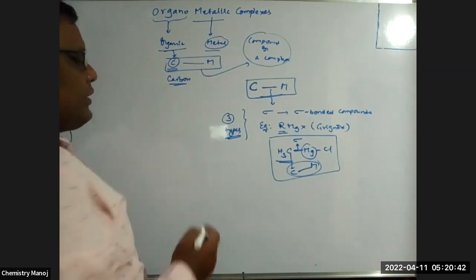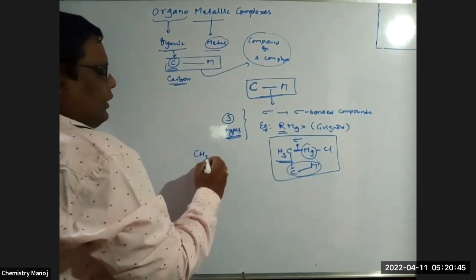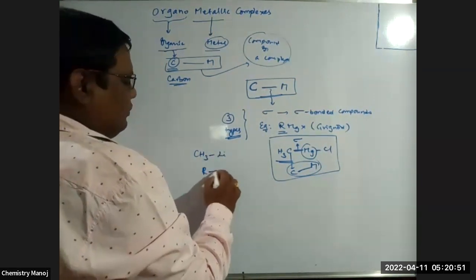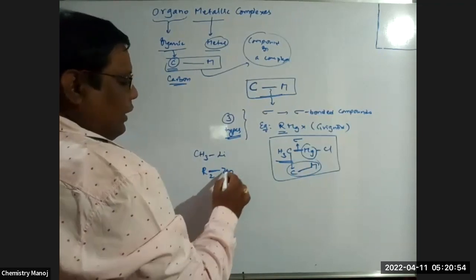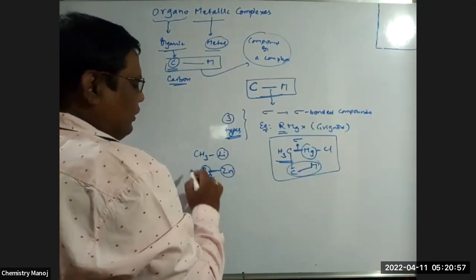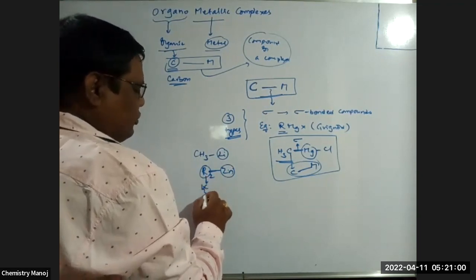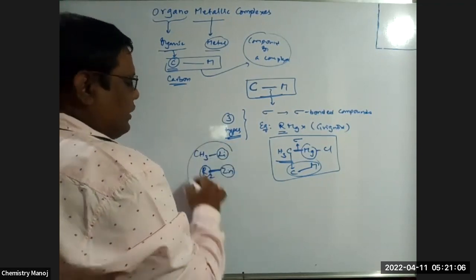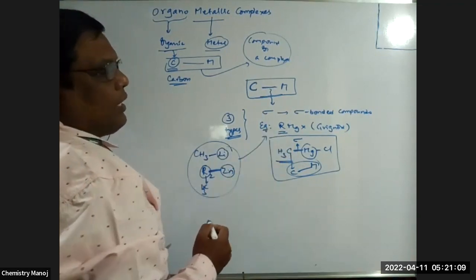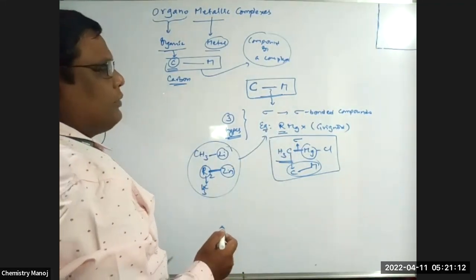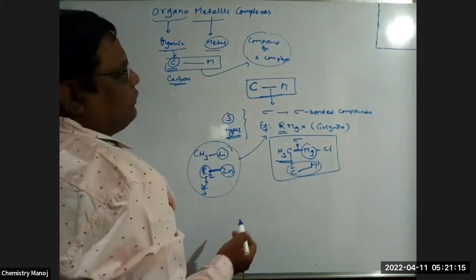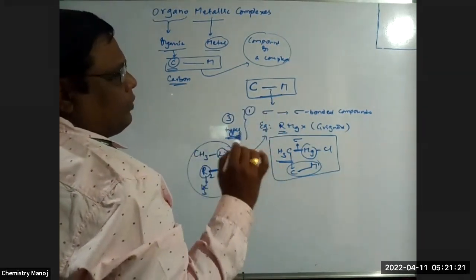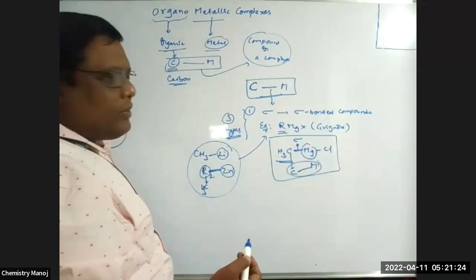Next, alkyl lithium, that is CH3Li. Alkyl zinc. Zinc is a metal, lithium is a metal. The alkyl group, that is the CH3 group, should be there. So between metal and carbon, there is a sigma bond. All these are examples of sigma bonded compounds. This is one type of organometallic compound. The first type: if the metal-carbon bond is a sigma bond, it is called a sigma bonded compound.